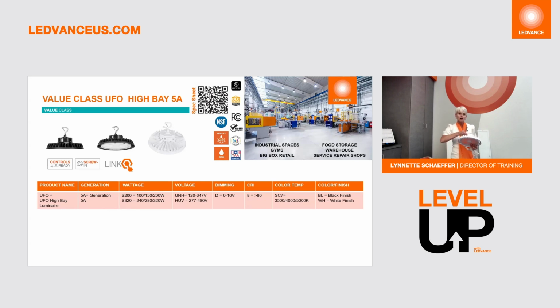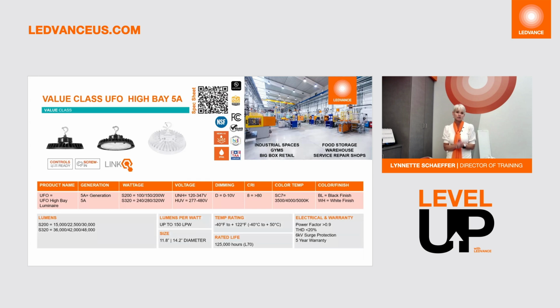What else? As I mentioned, it is available in black or white housing. And by the way, the CCT selectable options are 3,500, 4,000 or 5,000. Now the lumens do range as low as 15,000 and up to 48,000. And it has an impressive 150 lumens per watt. As I mentioned, there's also 2 sizes to choose from, and it performs very well all the way down to -40F and all the way up to 122F. There's also 6 kV of surge protection built in as well.